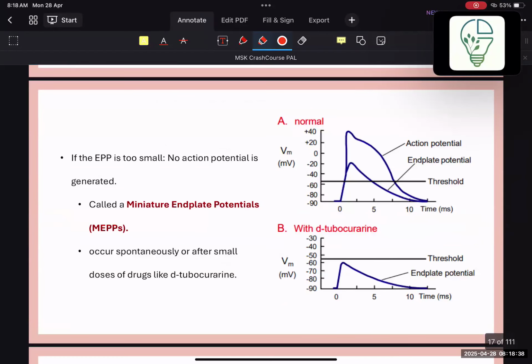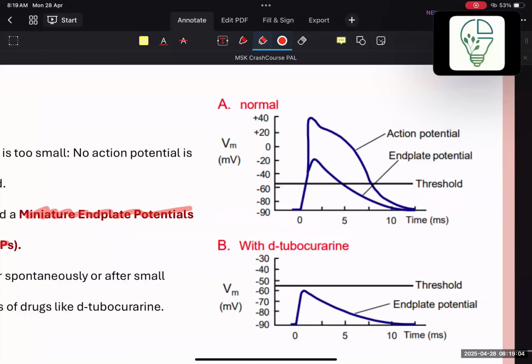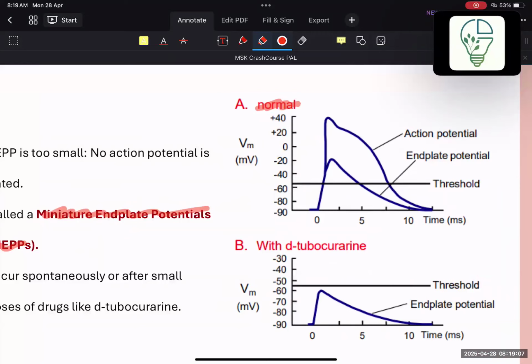So now what would happen if your graded potential, or your end plate potential in the context of skeletal muscles, is not big enough to trigger an action potential? In those cases, we call this a miniature end plate potential, or MEPP. And they usually occur spontaneously, like for no reason, or because of a drug called D-tubocurarine. And then the doctor put graphs in the slides to illustrate what this process looks like. So normally, you're going to have the nicotinic channels opening, and this will trigger a graded potential, which is over here. And that is going to overcome the threshold, triggering an actual action potential.